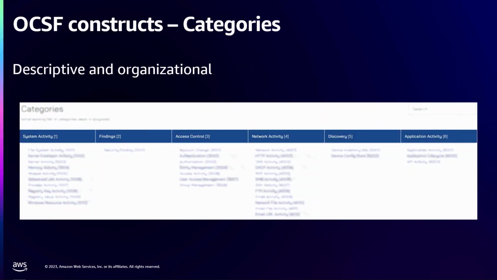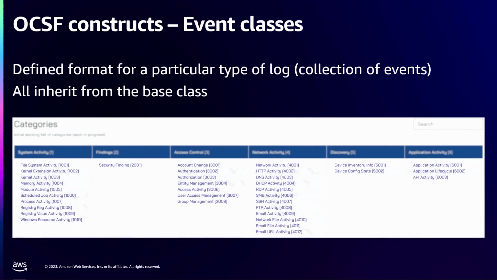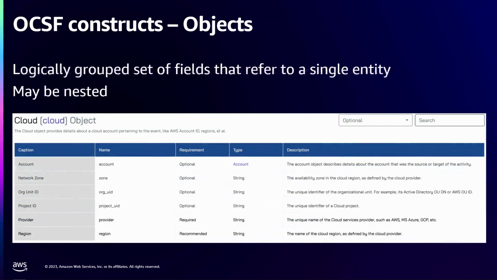So we're going to run through the various constructs. The first we have is categories. These categories are essentially organizational in nature. They allow you to group event classes, which we'll also talk about, and make it easier to find things when you're looking and learning about the schema itself. And then those event classes are basically the specific schemas for each particular type of log, which would be used to analyze any of the sources that you have themselves. So these are specific requirements, and we'll go through those.